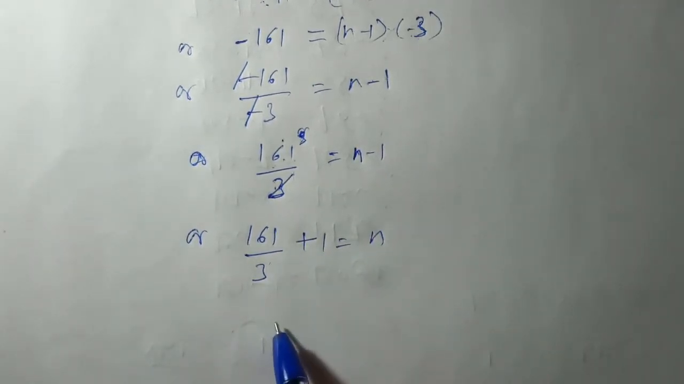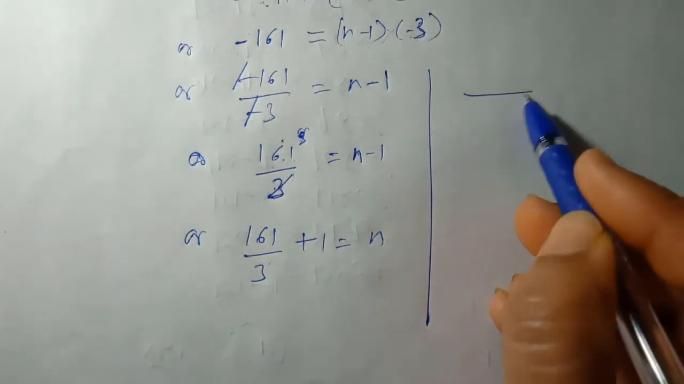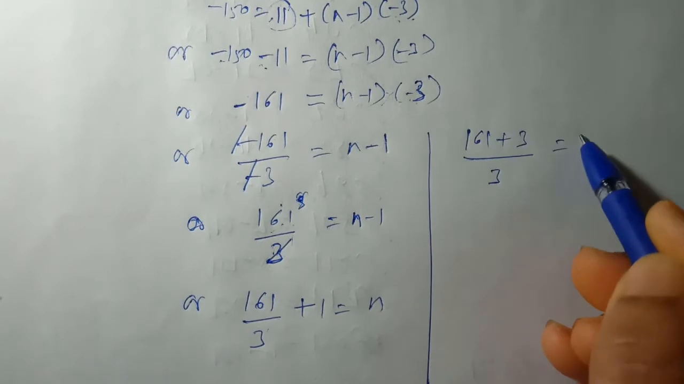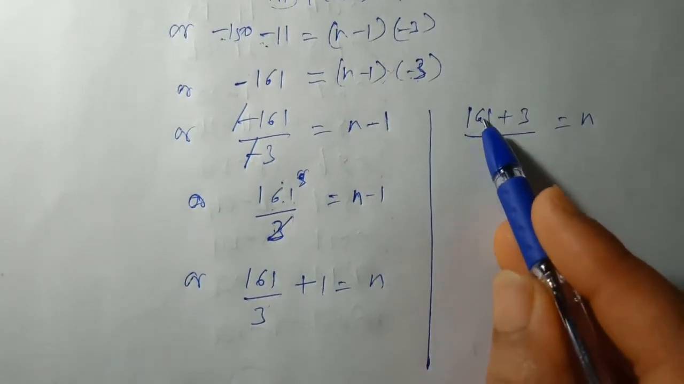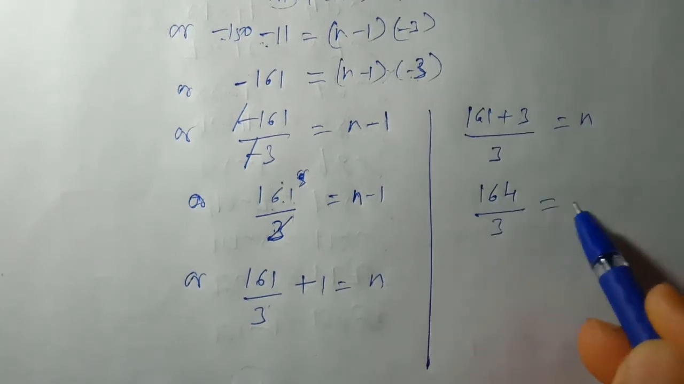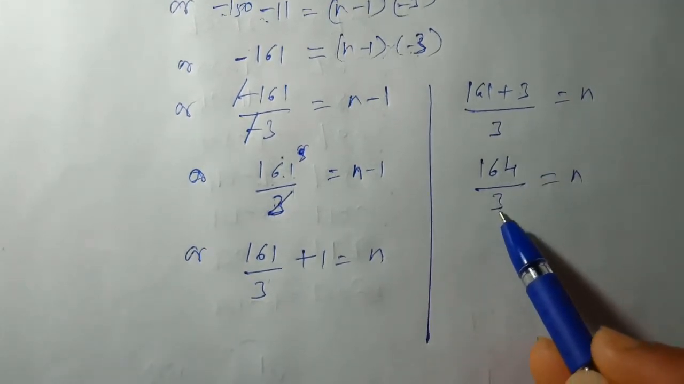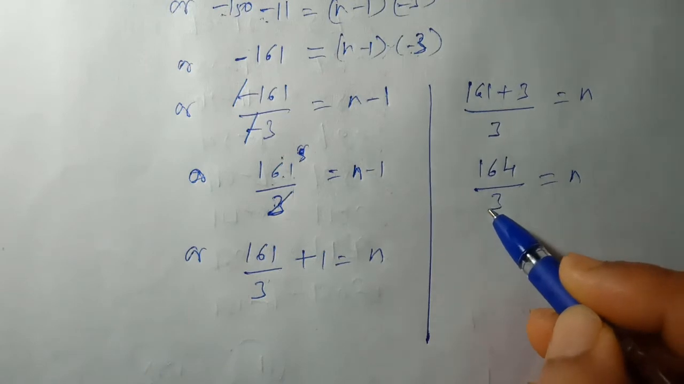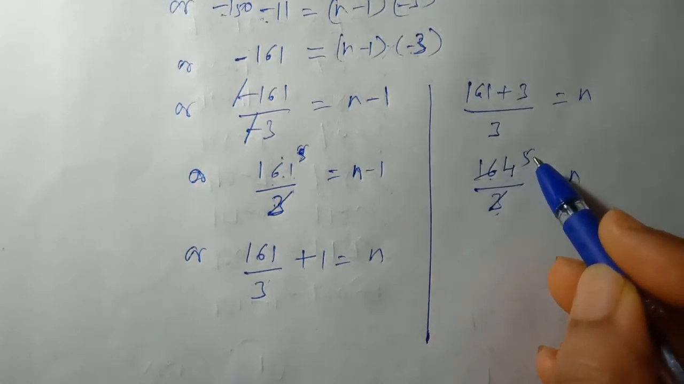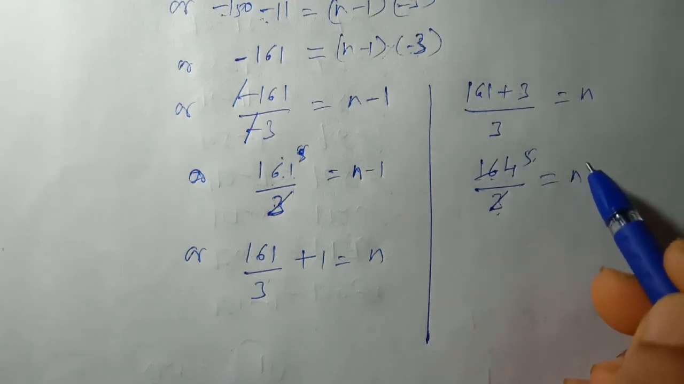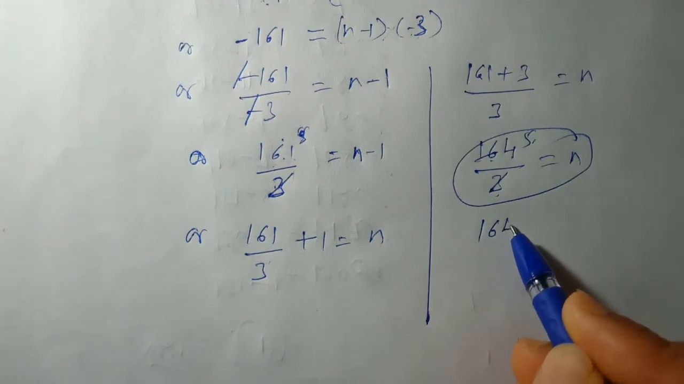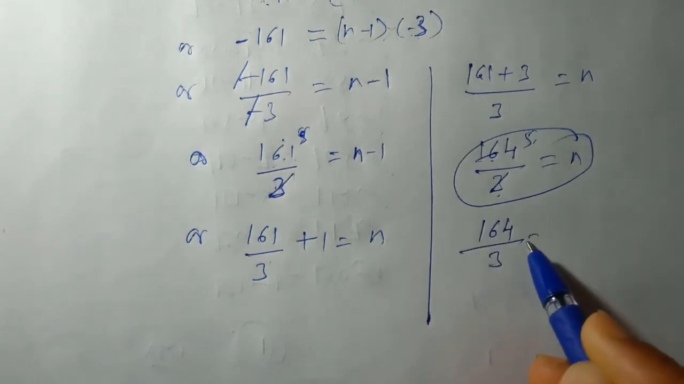Now let us take the LCM. So we get 3 at the denominator. Minus 161 plus 3 equal to n. Add both of them. 3 and 1 is 4, 6 and 1 is 7, 1 and 1 is 2, so minus 158 over 3 equal to n. Now let us try to divide. 3 5s are 15, 1 is left, 14 does not come in the table of 3. So this number cannot be divided. We cannot divide by the table of 3.